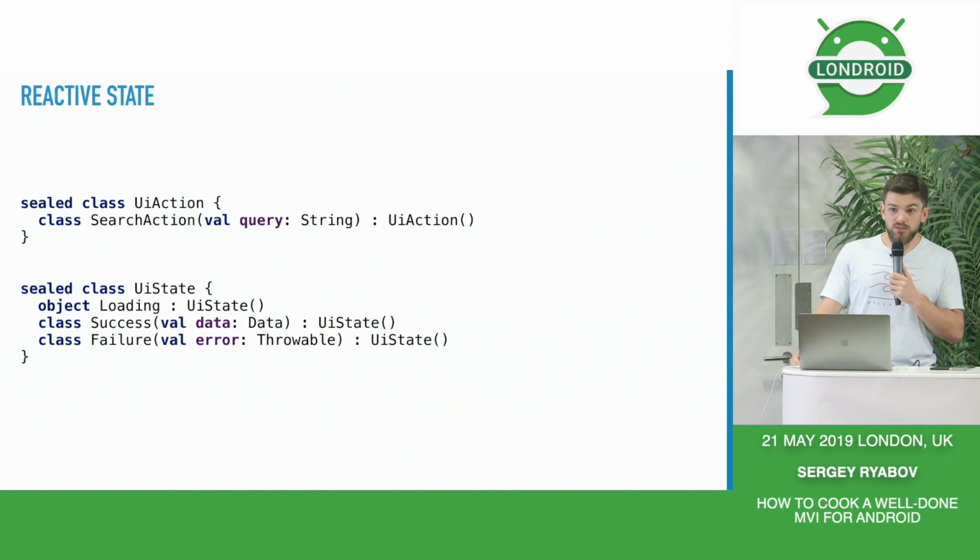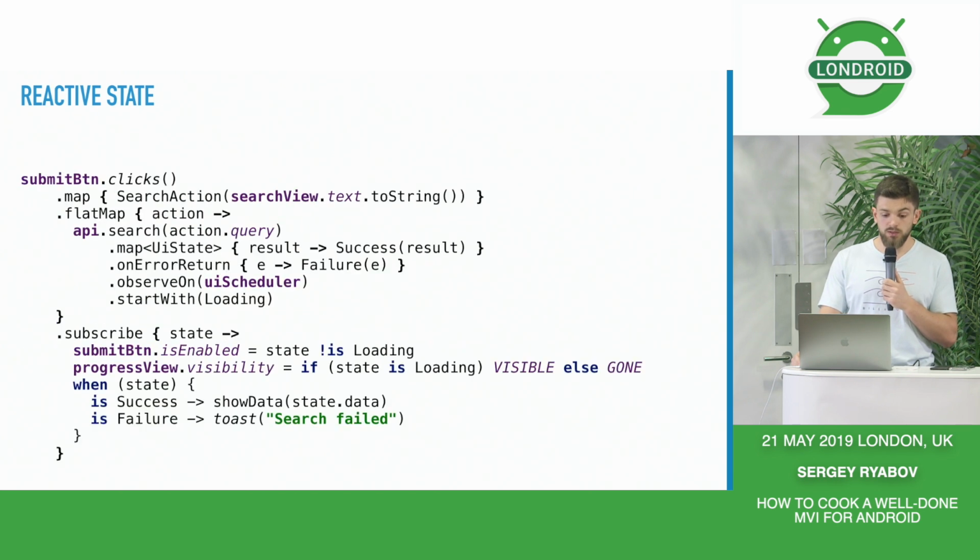We will get this abstraction of UI action that the user is performing. We have just one search with the query that we entered. And we have an abstraction of our UI state, which shows either loading, data, or error state. And refactor our code. It will look like that now.